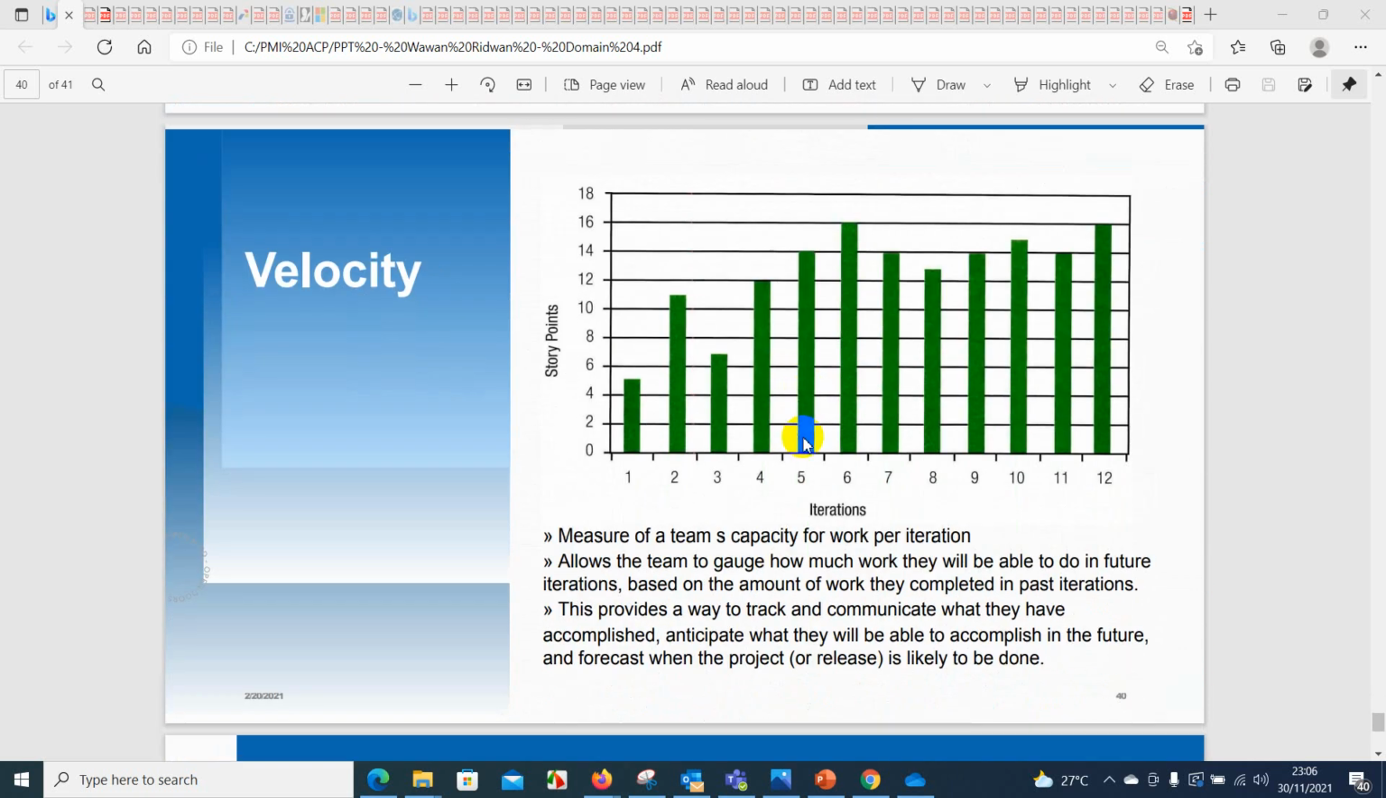Velocity, a measure of the team's capacity for work per iteration, allows the team to gauge how much work they will be able to do in future iterations based on the amount of work they completed in past iterations. Terus this provides a way to track and communicate what they have accomplished, anticipate what they will be able to accomplish in the future, and forecast when the project or release is likely to be done. Okay.